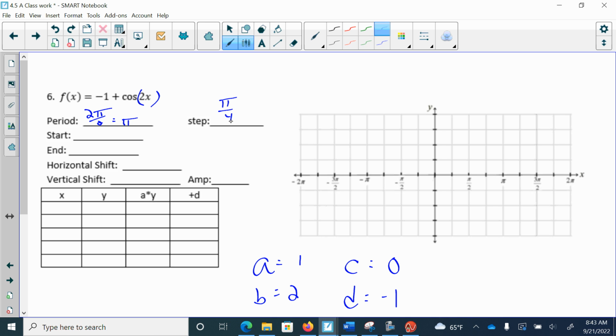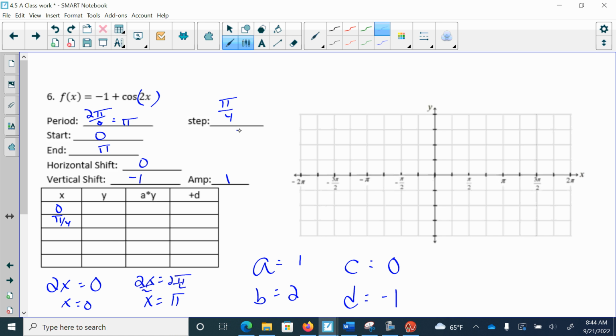To find my start, I take whatever's in the parentheses, so 2x set equal to 0, which means x is just going to equal 0. To find my end, I'm going to take 2x and set that equal to 2 pi, divide both sides by 2, and I get x is equal to pi. My horizontal shift is my C, which in this case is 0, or my start, however I think about it. And my vertical shift is my D, which is negative 1. My amplitude is 1.